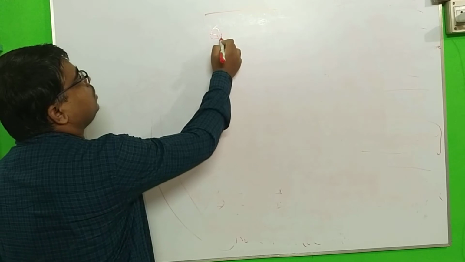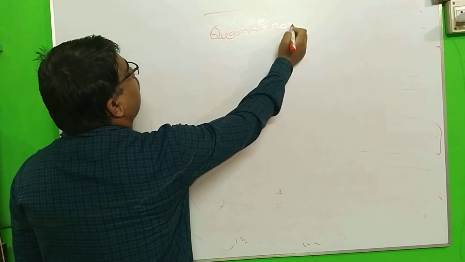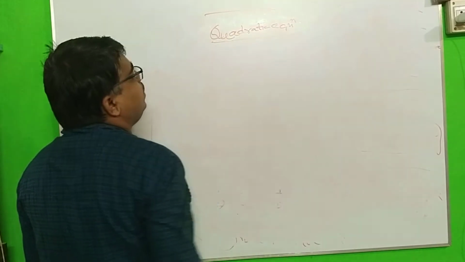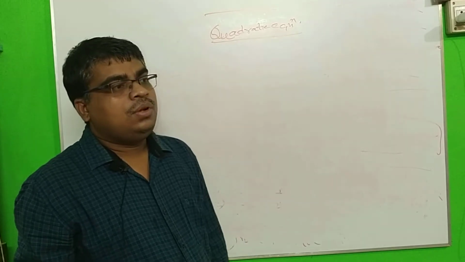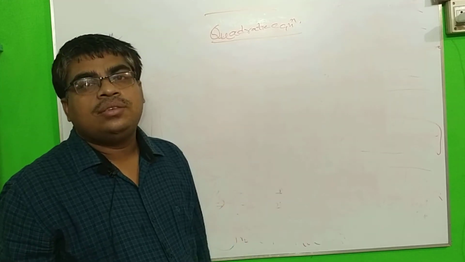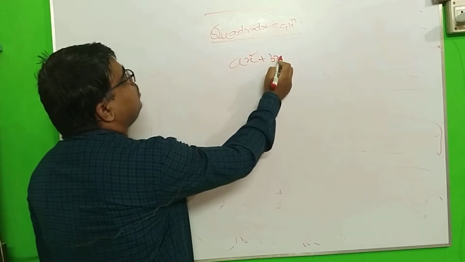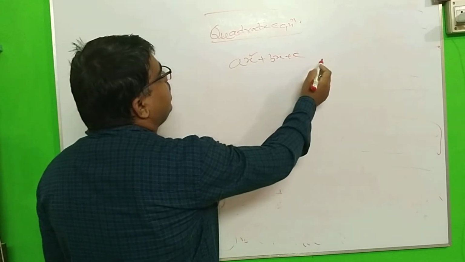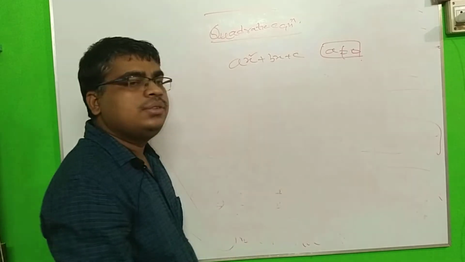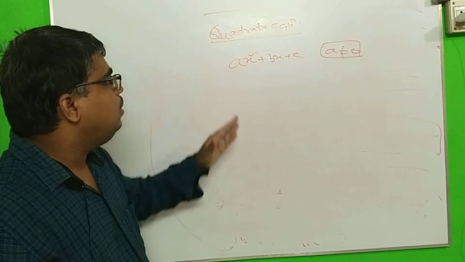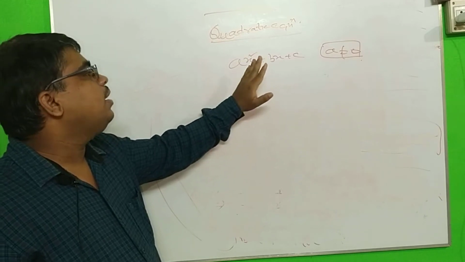Quadratic equation. We are familiar with quadratic polynomial. What is the form of quadratic polynomial? You know that ax square plus bx plus c is the standard form of quadratic polynomial where a not equal to 0. It is a quadratic polynomial of a single variable x.